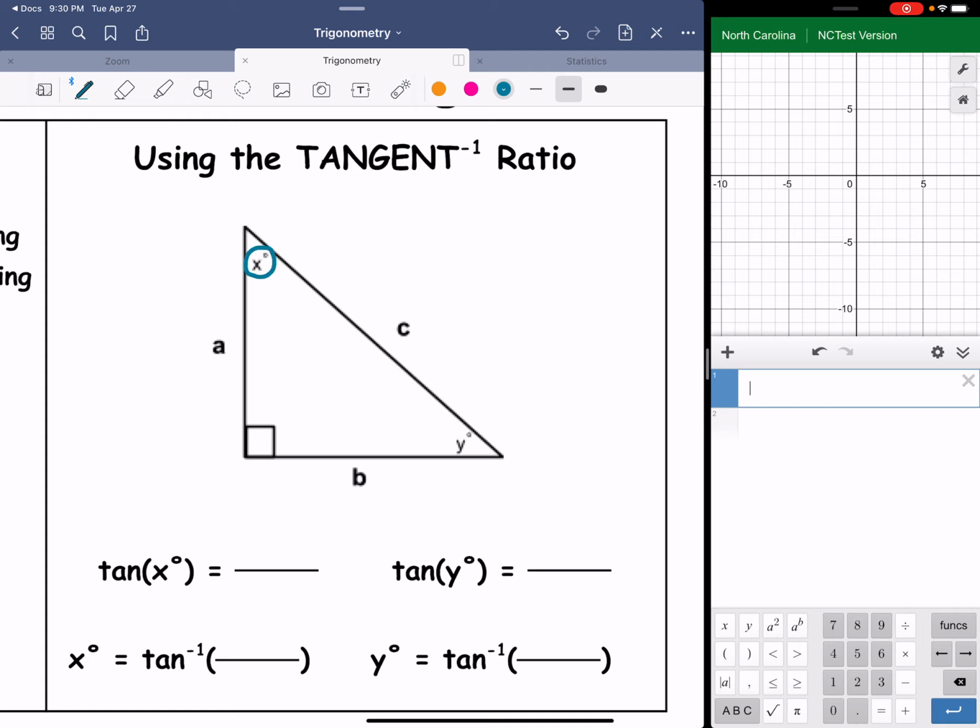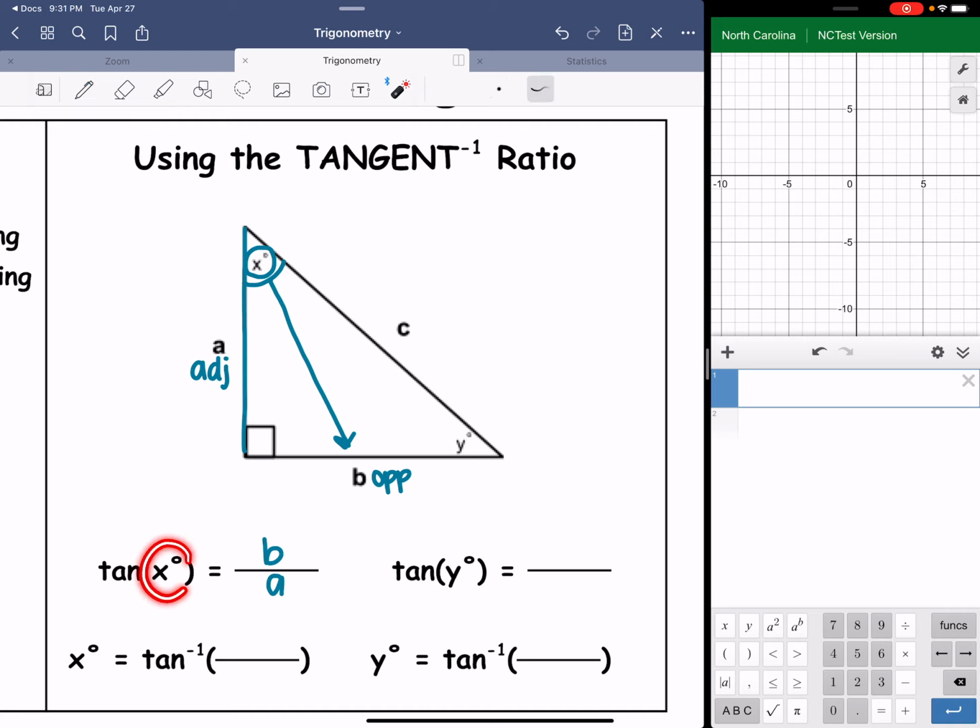angle x. To set up this ratio, we're going to need the opposite side, which is b, and the adjacent side, a. We know that c is not the adjacent side because c is directly across from the 90-degree angle, making it the hypotenuse. So the tangent of x, opposite over adjacent, is b over a.